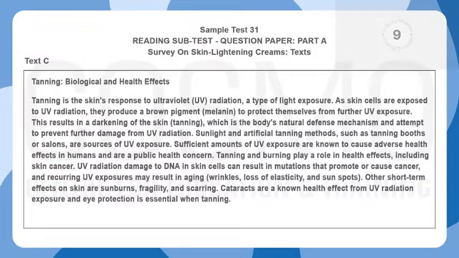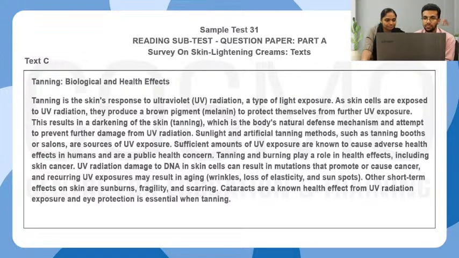So can you people find out sources of UV radiation? Here in the fourth line, sunlight and artificial tanning methods such as tanning booths or salons are sources of UV exposure. It is clearly mentioned. The keywords are sources and exposure, both of which are present in this line. So this is the answer: sunlight and artificial tanning methods, which is mentioned in text C.